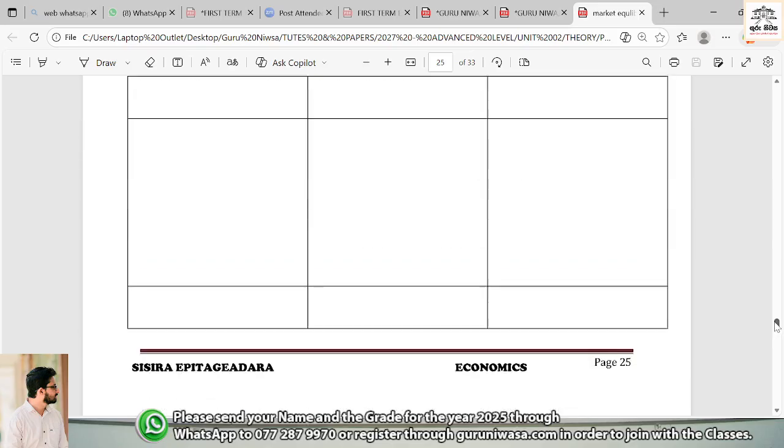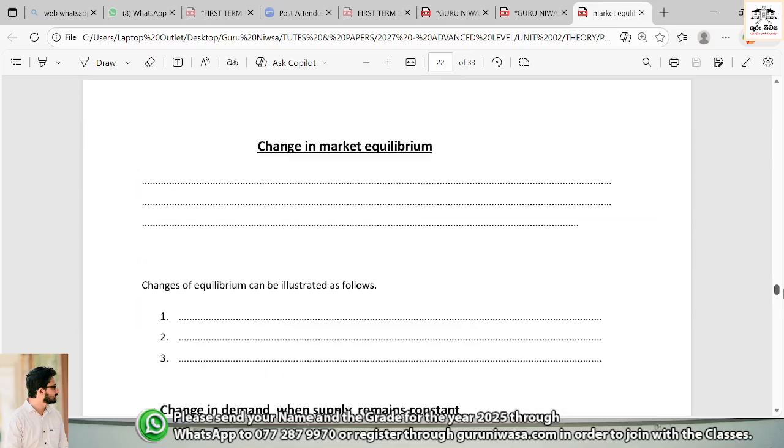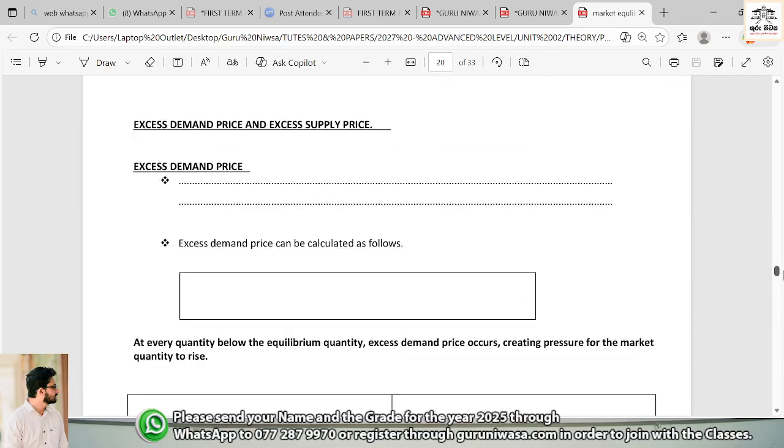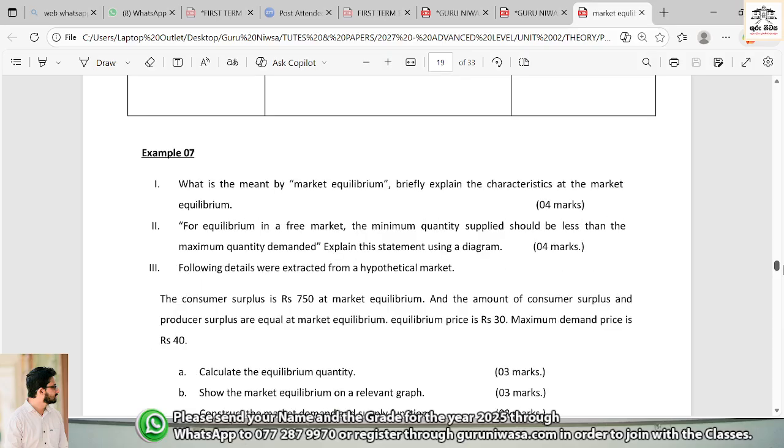Then what about the conditions? There are 5 or 6 conditions. Number 1, demand and supply are equal. No excess demand, no excess supply at equilibrium. Consumer surplus and producer surplus are maximized. Then there is no tendency for price to change, either increase or decrease. These are the characteristics. How do we know whether the market has come to its equilibrium or not? That's what is called characteristics or properties.